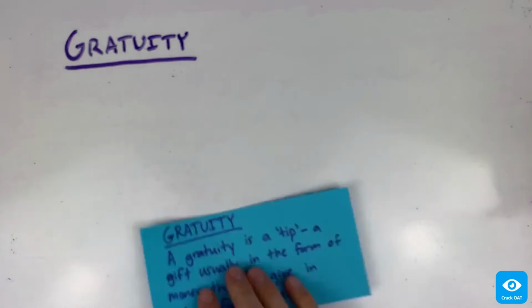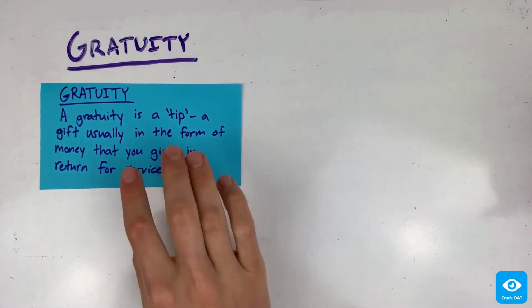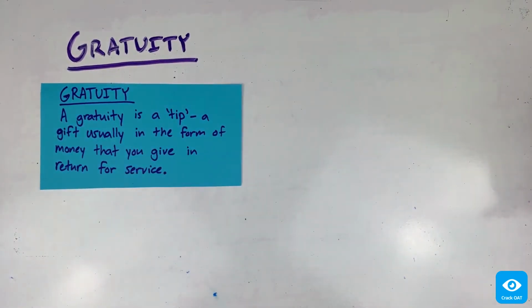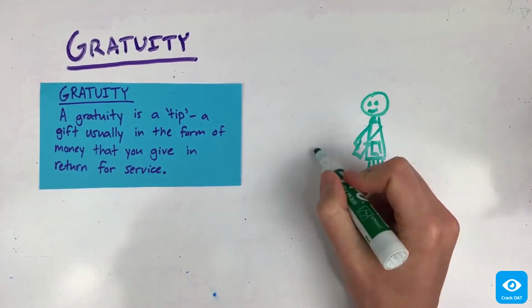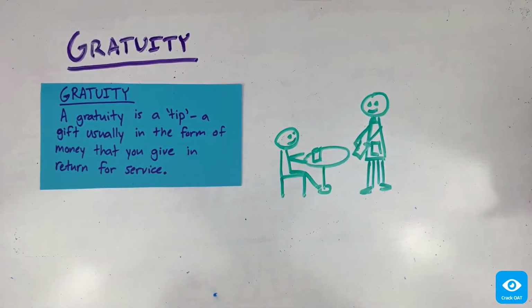First, let's talk about gratuities. A gratuity is a tip, aka a gift usually in the form of money that you give someone in return for his or her service. We usually might talk about gratuities in the context of tipping servers at restaurants.